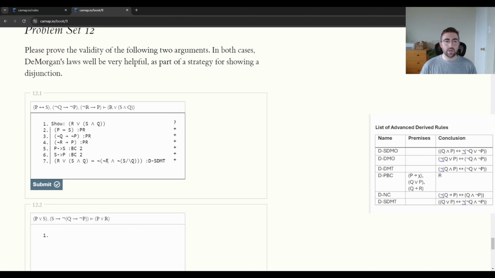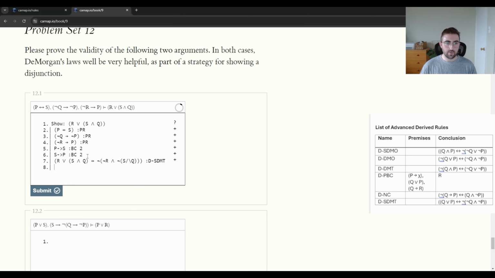So we know that also from our biconditional conditional rules, we can make this go both ways. And remember, we want to get R or S and Q. So if we can get all of this, right, then we can imply R or S and Q, because we can apply the biconditional conditional rule to it.